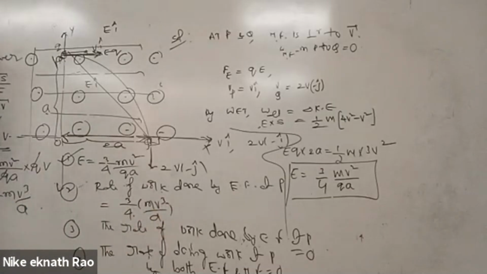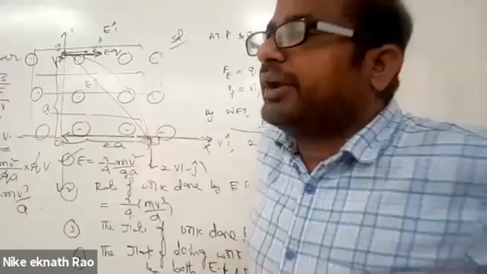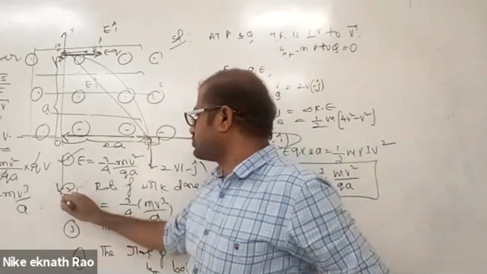Work done by electric field at point P. The rate of the work, power at point P. Okay? Power at point Q, how much now? 3 by 4 mvq by a. So this option also matches.